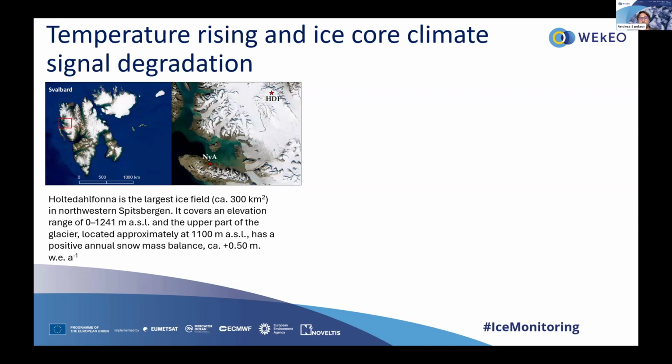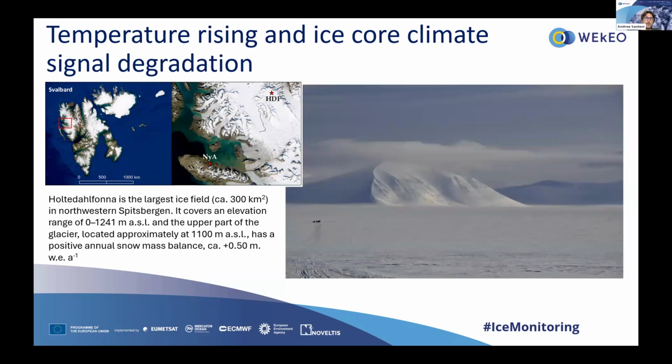However, the reconstruction of past atmospheric conditions or temperature needs some requirements. We need to find the right spot. It needs to preserve the signal well, so there shouldn't be too much melting during the summer, and the snow needs to be rather preserved.